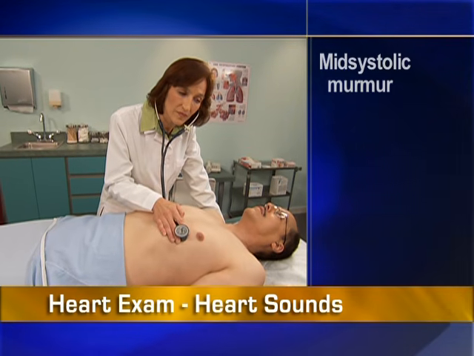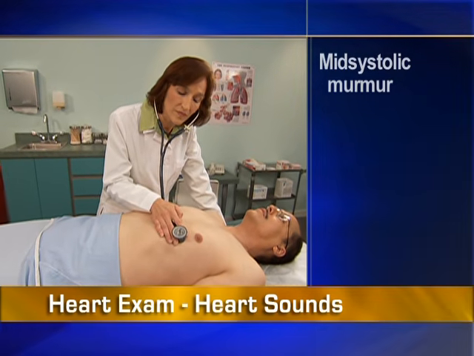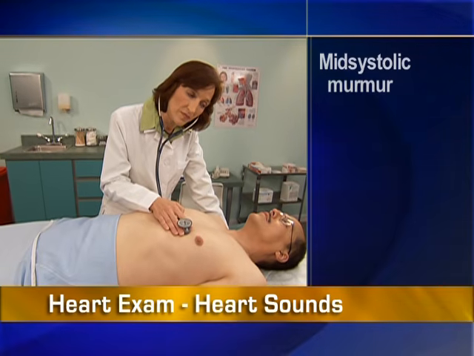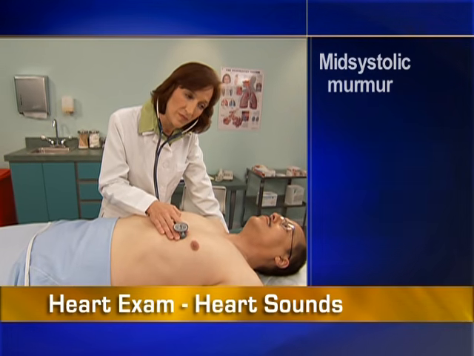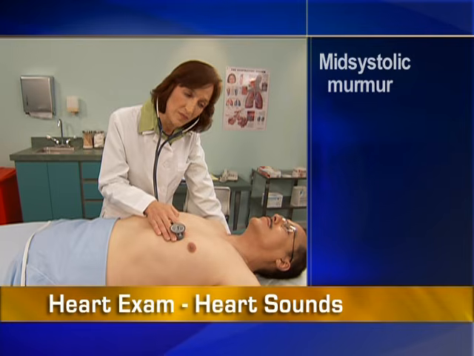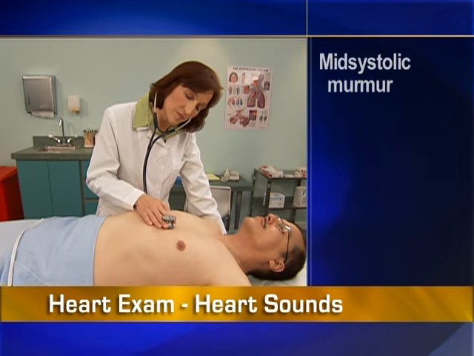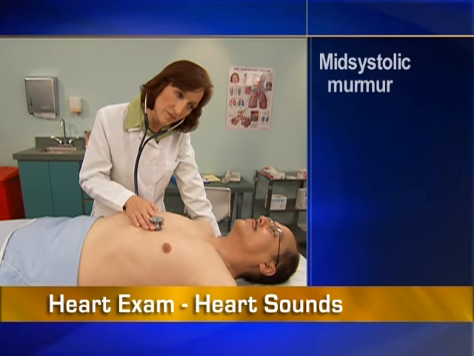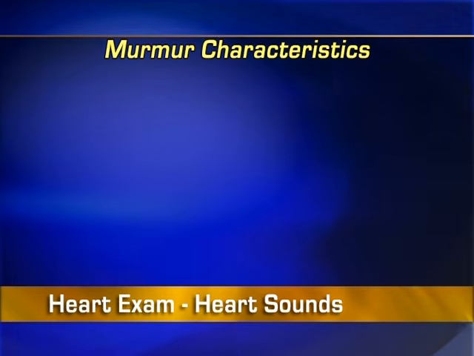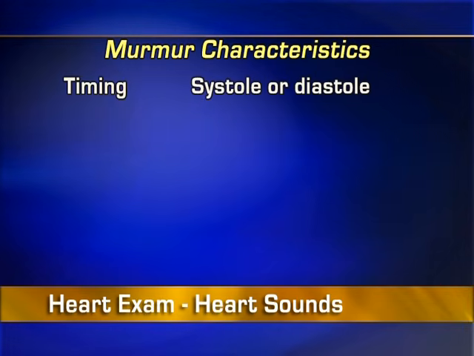Also listen for murmurs, which are blowing, swishing sounds that result from turbulent blood flow in the heart or great vessels. A mid-systolic murmur sounds like this. If you detect a murmur, note its characteristics, which include timing, such as during systole or diastole.